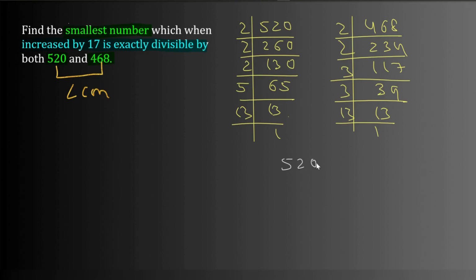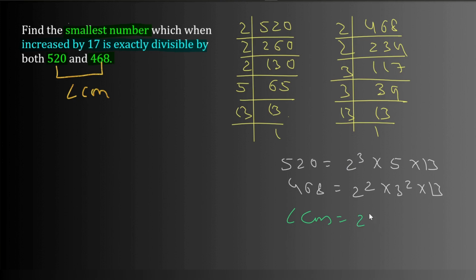Now if I write them as a product of primes, 520 is 2 raised to the power 3 into 5 into 13. And 468 is 2 raised to the power 2 into 3 raised to the power 2 into 13. For finding the LCM, clearly we take the highest power of each prime: 2 raised to the power 3, 3 square, 5, and 13. So its product comes out to be 8 multiplied by 9 multiplied by 5 multiplied by 13.